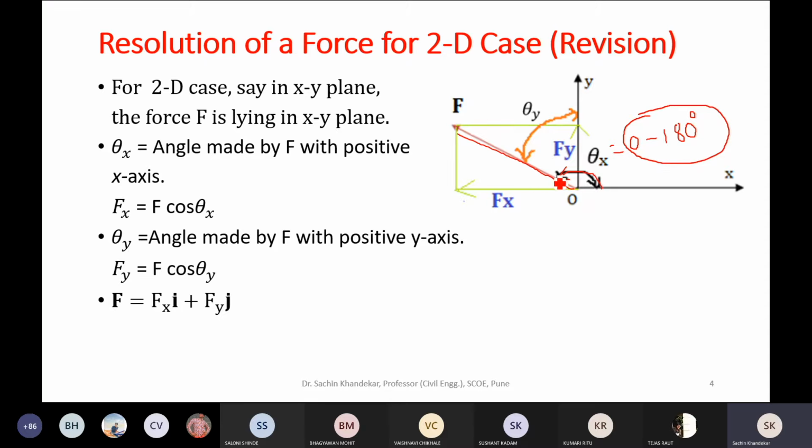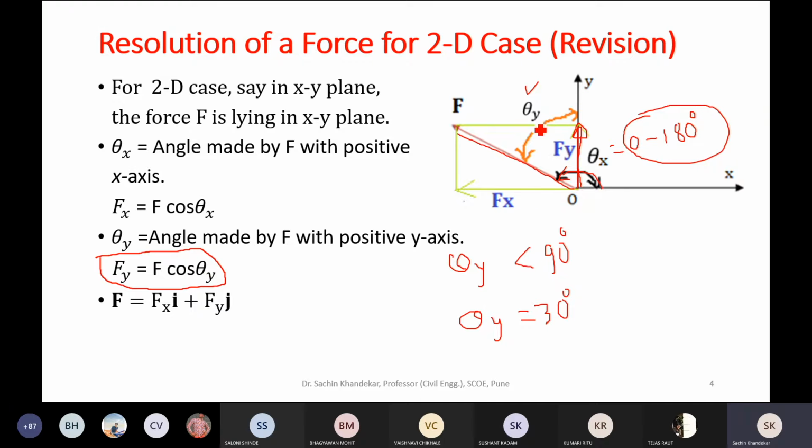Similarly, now see here. The angle made by this F with respect to the positive y-axis is theta y. And in this case, it is clear that theta y is less than 90 degrees. So of course in this case, suppose theta y is equal to, for example, 30 degrees. Okay, so what should be the y component? This is the y component I have shown here, this much, correct. So this Fy is given by this expression: the y component of this force F is F into cos of theta y, right.